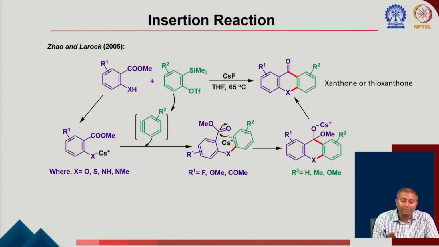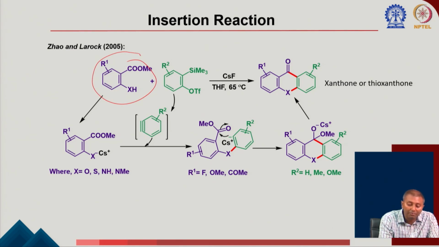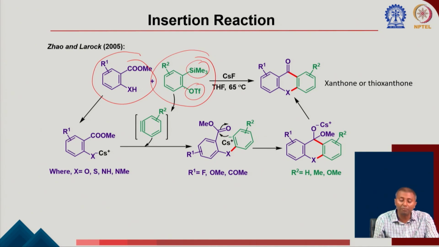Another example here. I think we are starting not with anthranilic acid, but here you can see there is an XH. It could be a sulfur, NH, or it could be oxygen. And then you have a benzyne source, a trimethylsilyl aryl triflate, with the OTf. In the case of cesium fluoride, the F minus is going to attack the silicon, generating a carbanion, and it is going to get rid of the OTf to form this benzyne.